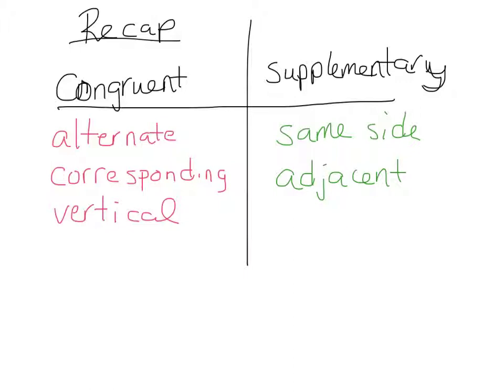Let's do a quick recap to sum all this up. Today we talked about angle relationships, and angle relationships were either congruent, meaning they're the same, or supplementary, meaning they add up to 180. The congruent angle relationships are your alternate angles, both interior and exterior, your corresponding angles, and your vertical angles. These are all congruent or equal to each other. The supplementary angles are the same side, interior and exterior, and the adjacent. If you can memorize this list, it'll go a long way in helping you in the next lesson.